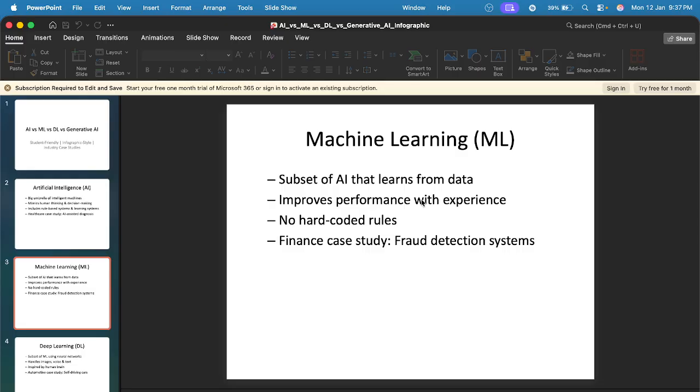In this video, we will learn about machine learning versus deep learning versus artificial intelligence versus generative AI. Okay, so let's go to the slide. I generated this slide from ChatGPT. All credit goes to ChatGPT.